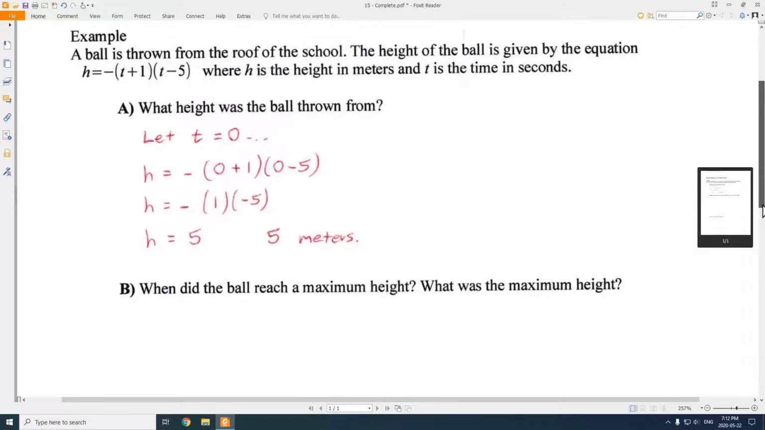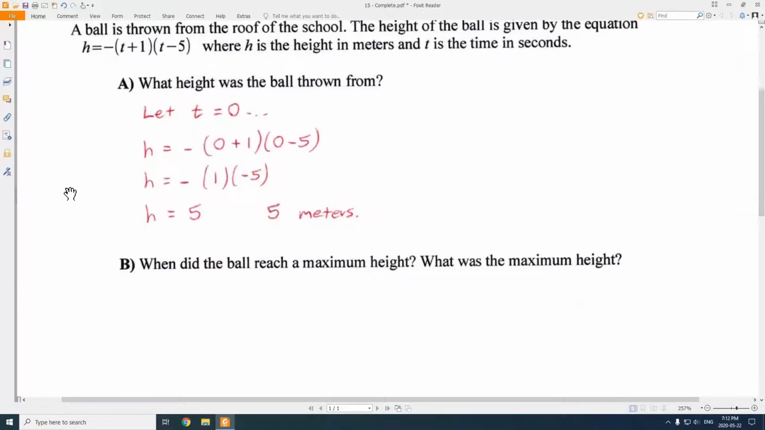All right, next question. When did the ball reach a maximum height, and what was the maximum height? Okay. Well, let's think about what point we're talking about. We want to find out when it got to a maximum height and how high it was. That's going to be the vertex of our parabola. So we really need to figure out where is the vertex.